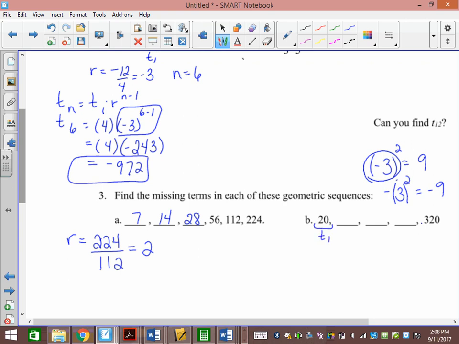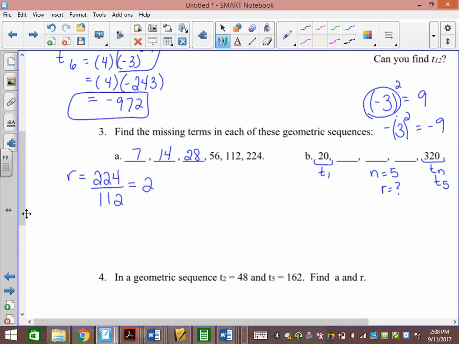T1. And 320 is? Tn, or T what in this case? T5. So N is what? 5. So the only thing we're missing is R, so we'll be able to find it.